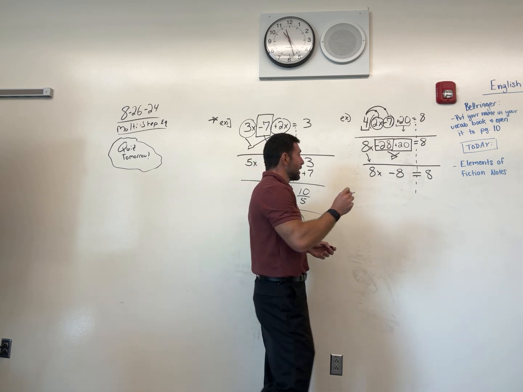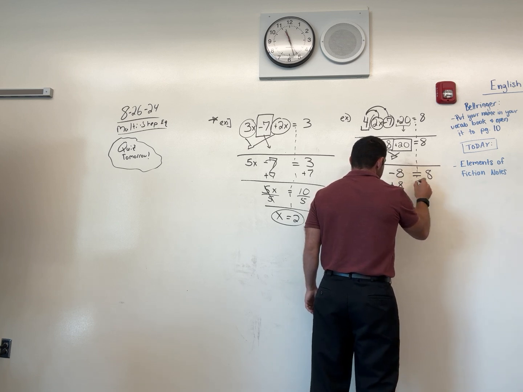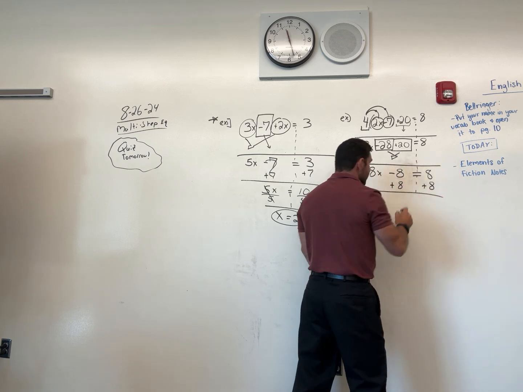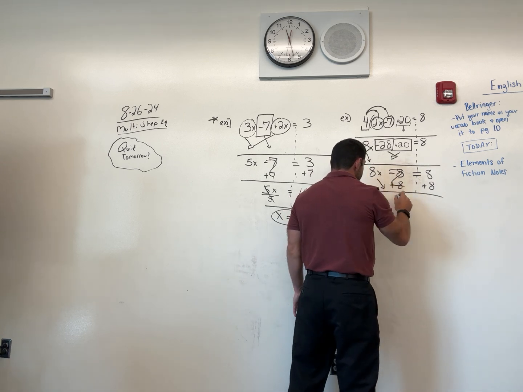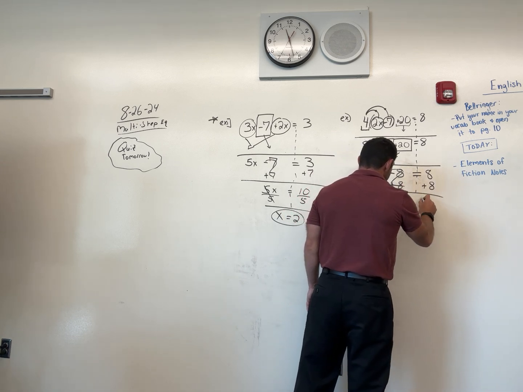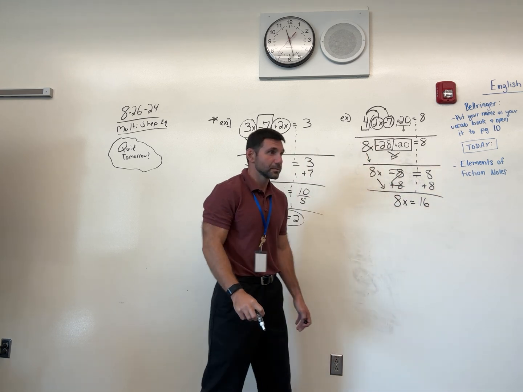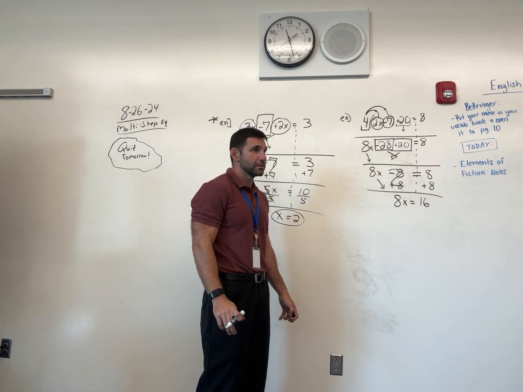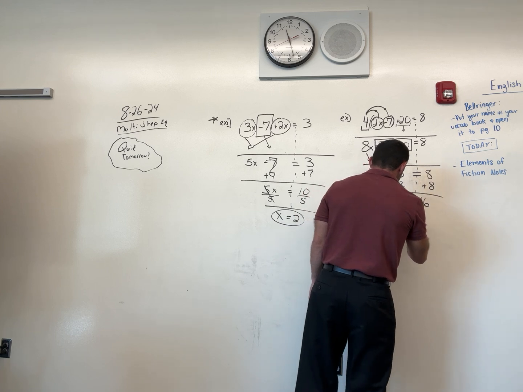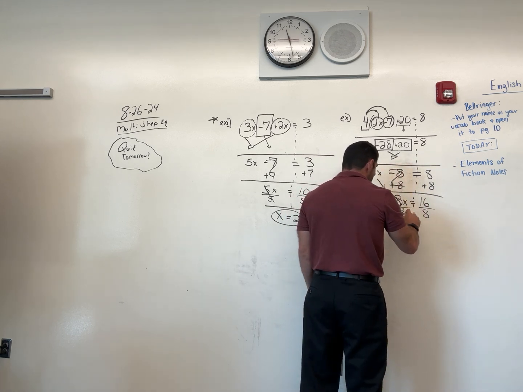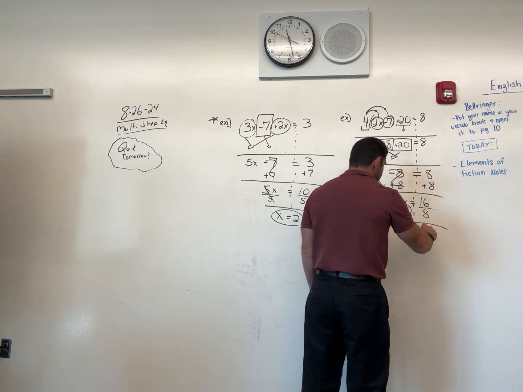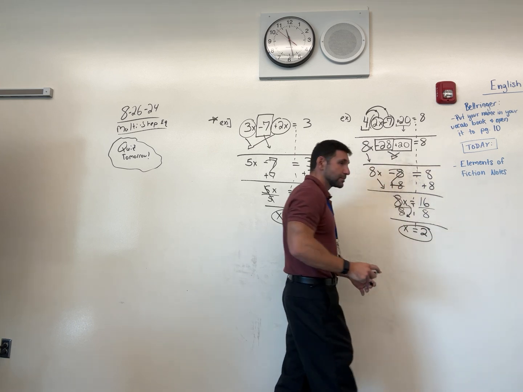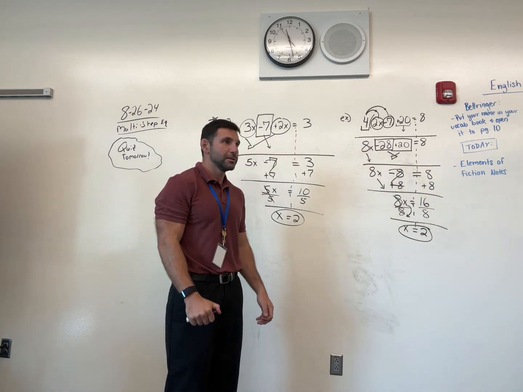Add 8 on both sides. Negative 8 plus 8 is the additive inverse. That is 0. 8x comes down. 8x equals 16. From there, what do we have to do? Divide both sides by 8, because that's the multiplicative inverse. 8 divided by 8 is 1. 1x equals 2.